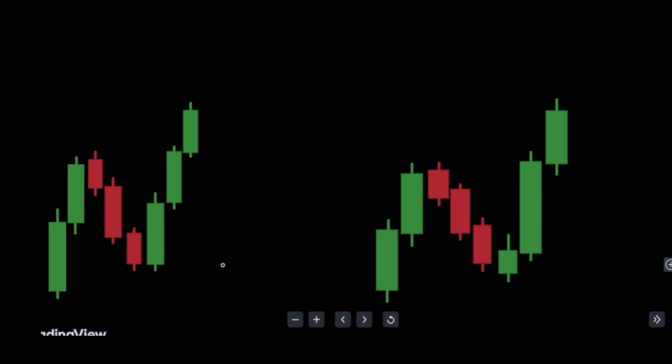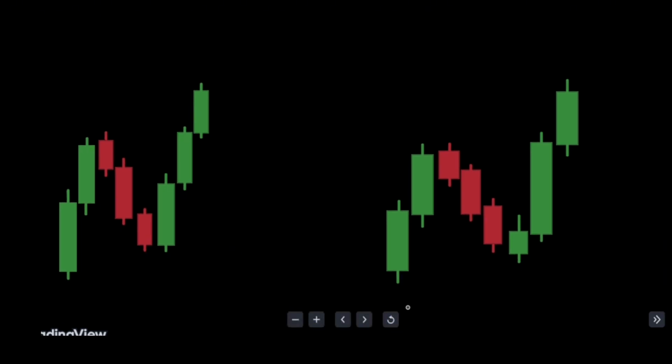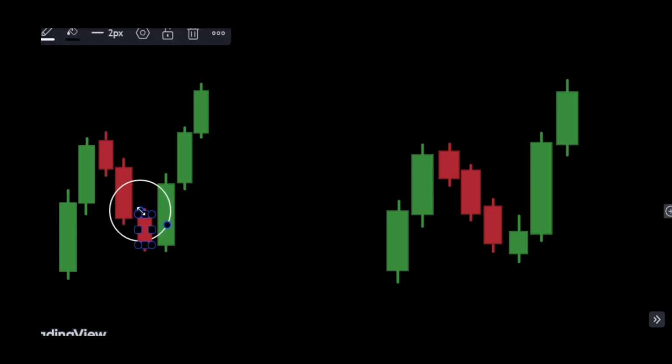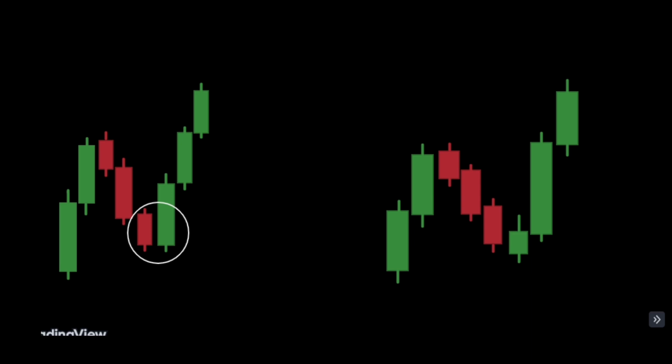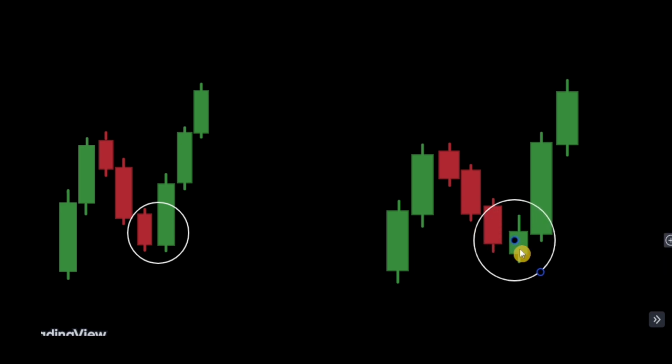So let's say the market is moving to the upside in an uptrend. What you're going to be doing is marking the order block. The order block is the last bearish candle, like in this particular case. Here, you can clearly see that this is our order block. Here again, we have our order block. This area is our order block.